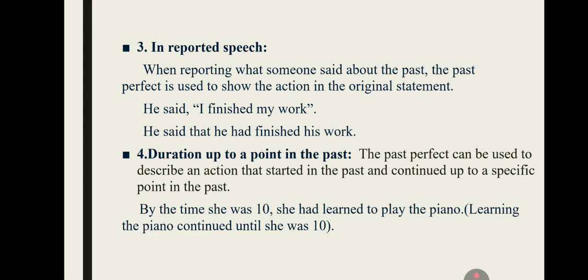Next, duration up to a point in the past. The past perfect can be used to describe an action that started in the past and continued up to a specific point in the past. Example, by the time she was 10, she had learned to play the piano. Learning the piano continued till she was 10.